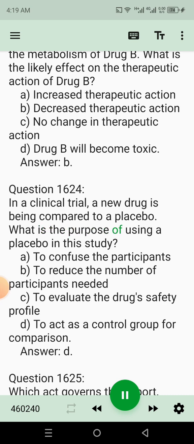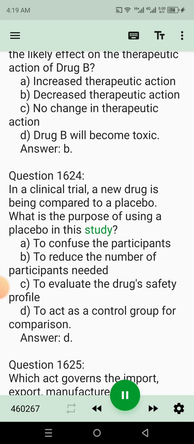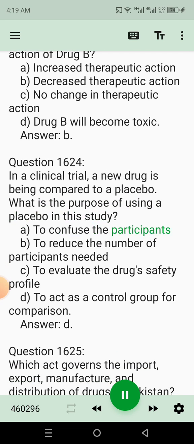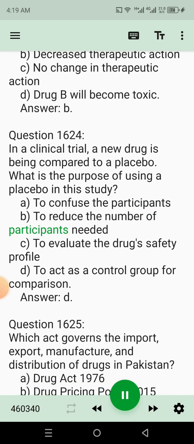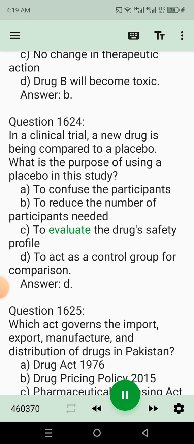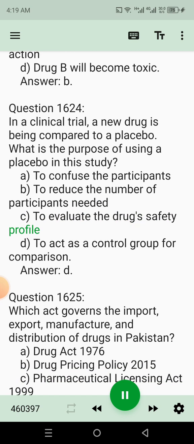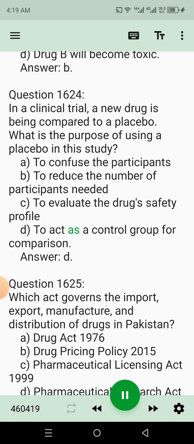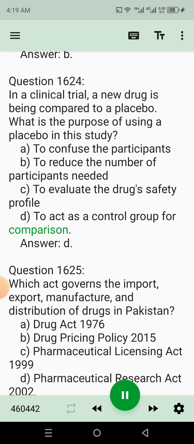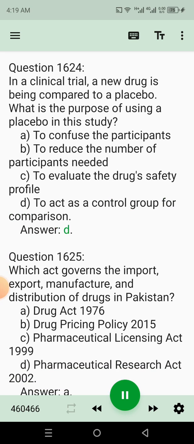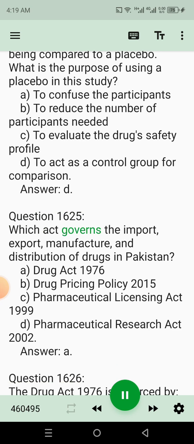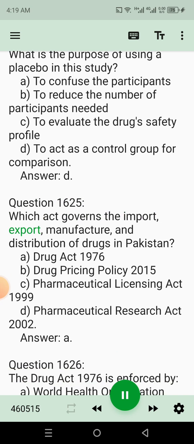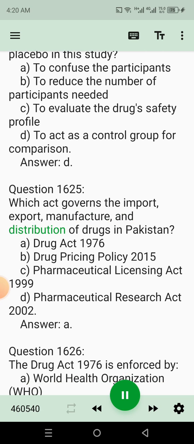Question 1624. In a clinical trial, a new drug is being compared to a placebo. What is the purpose of using a placebo in this study? A. To confuse the participants. B. To reduce the number of participants needed. C. To evaluate the drug's safety profile. D. To act as a control group for comparison. Answer: D.